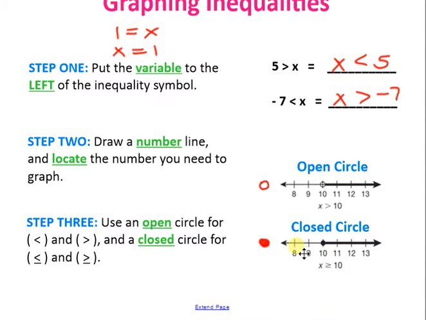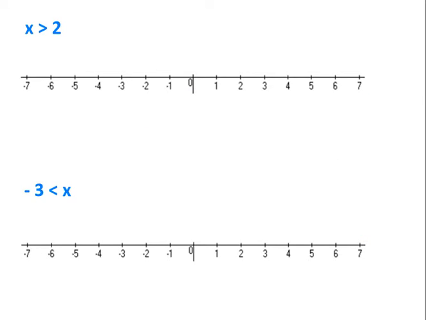It's colored in. Now, you'll use an open circle when you have a less than sign or a greater than sign. You'll use a closed circle when you have a less than or equal to sign or a greater than or equal to sign. Those are the signs with the bar underneath, okay? Then I'm going to show you how to draw your arrow from there. All right, let's get started with some examples.